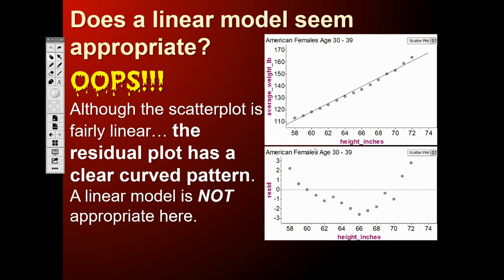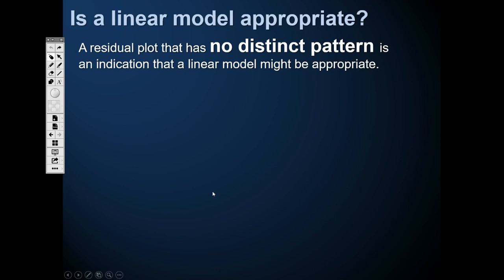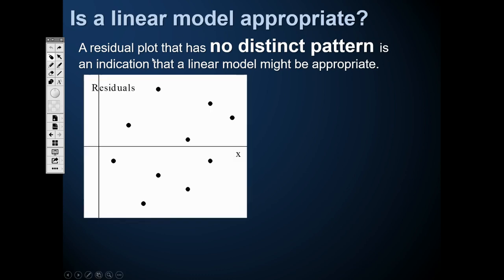So look at the residual plot. The residual plot will tell us probably more than the actual scatter plot will anyway. Is the scatter plot linear? Great. Still, maybe not trust it. Look at the residual plot if you have it. A residual plot that has no pattern is an indication that the linear model might be appropriate.